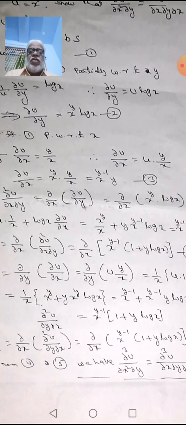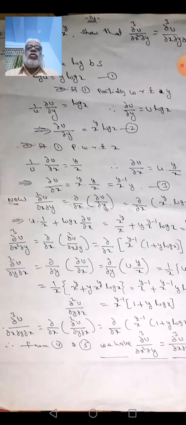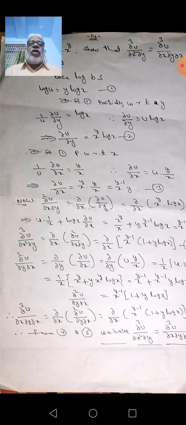This is a very interesting problem. We started with an algebraic equation, and we solve this equation by partial differential equations. This is the final. So this is how to change the algebraic equation to partial differential equations. Okay, thank you.